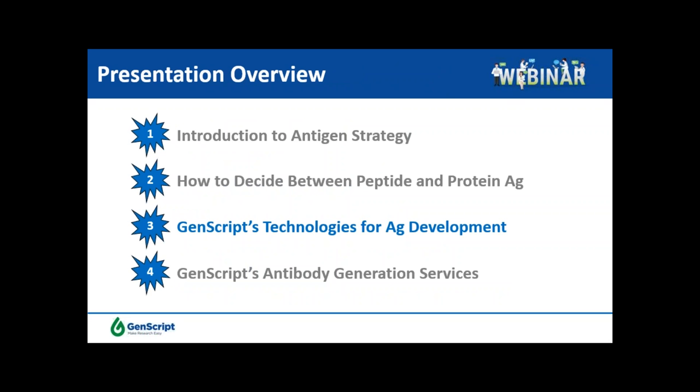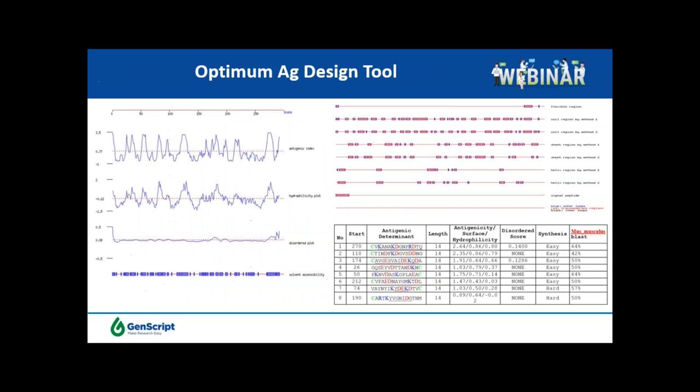Apart from all that technical detail, what can GenScript offer to optimize the antigen strategies? So first, I would like to introduce our optimal antigen design tools. It provides analysis of a full-length antigen in terms of a variety of aspects.